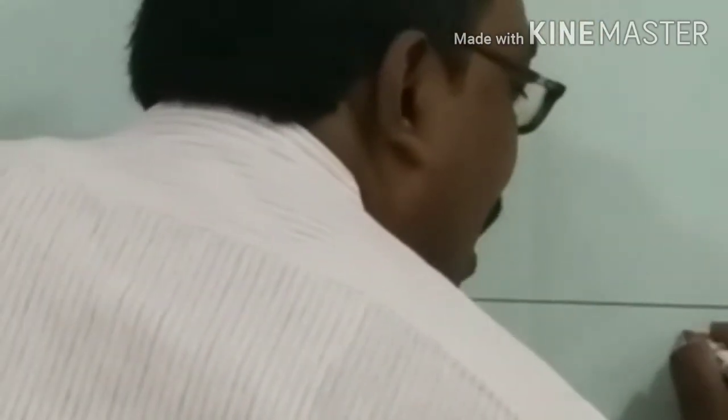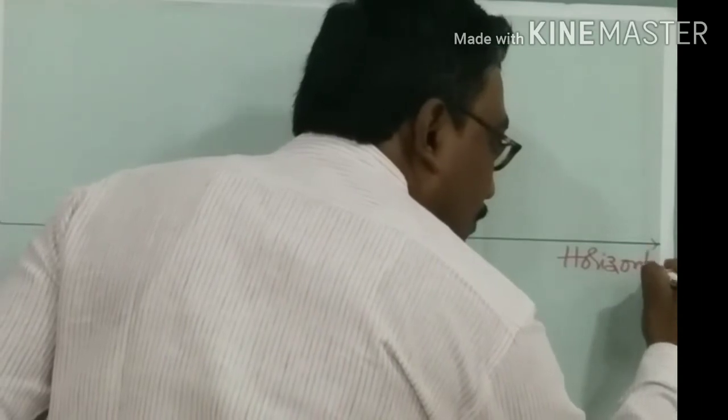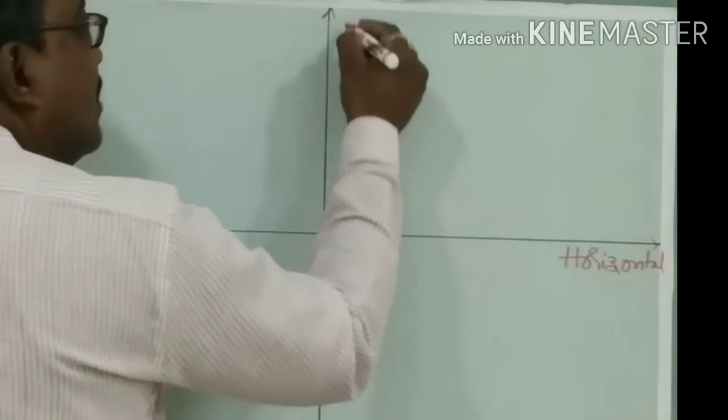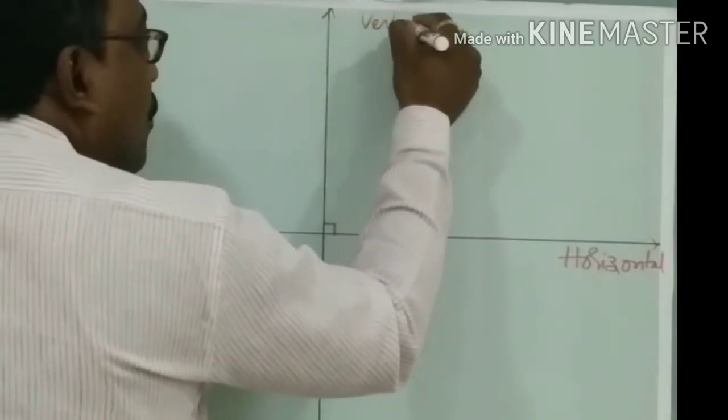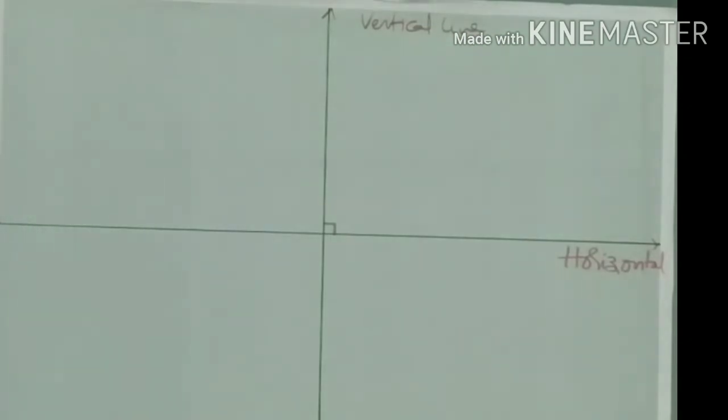Now, what is the speciality of these two lines? They are perpendicular to each other. That means it is 90 degrees. So, what is this line name? Horizontal line. And this line is named as vertical line. Horizontal line, vertical line.